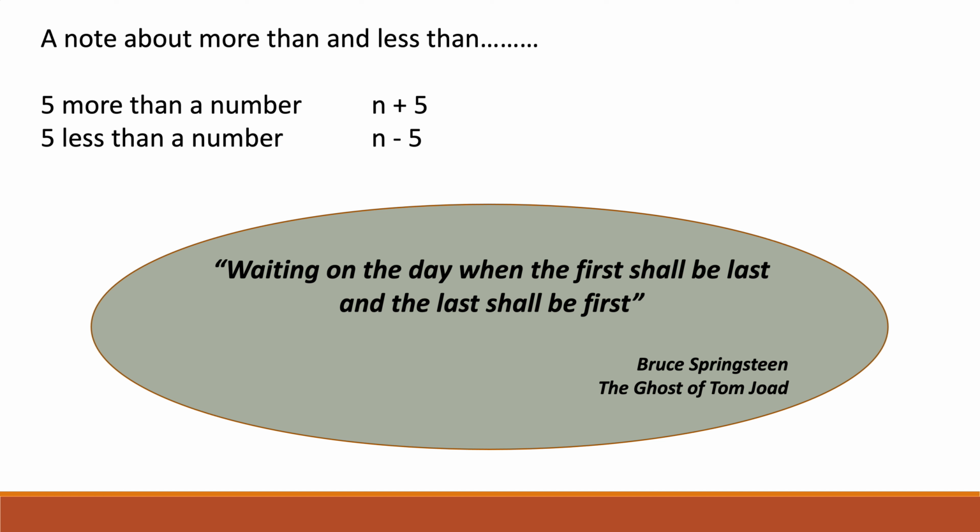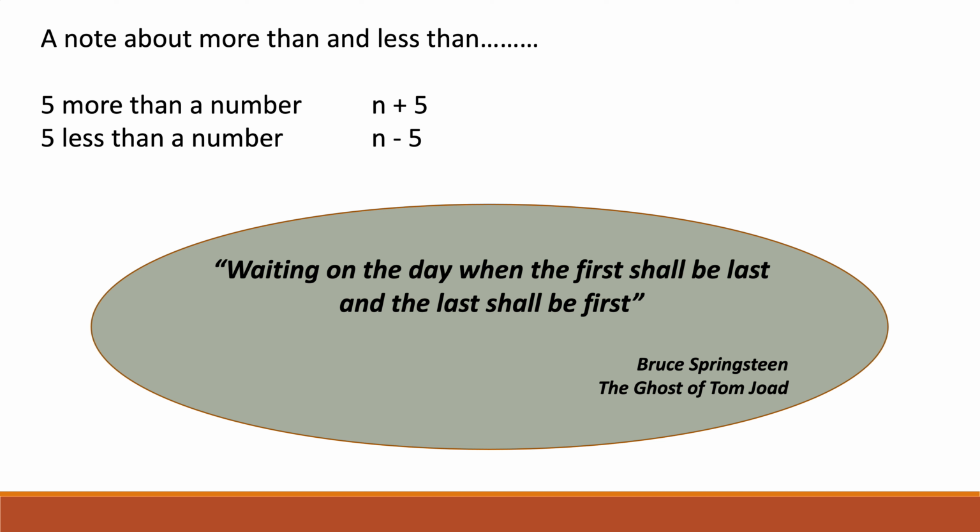So whenever I see more than or less than, fewer than, phrases like that with the than in there, I always say the first shall be last, and the last shall be first. So if we look at 5 more than a number, the first is 5, that shall be last. The answer is n plus 5. And the last, the number, shall be first. The n goes first. So 5 more than a number is n plus 5.